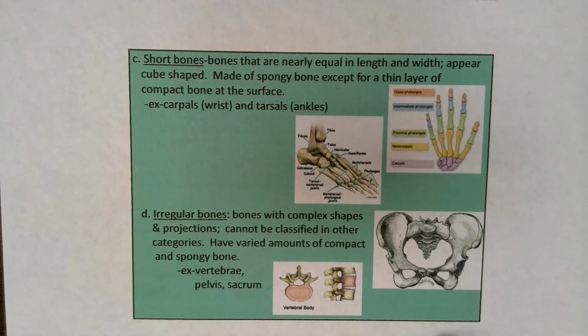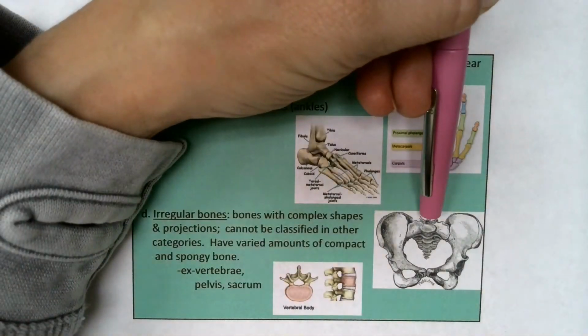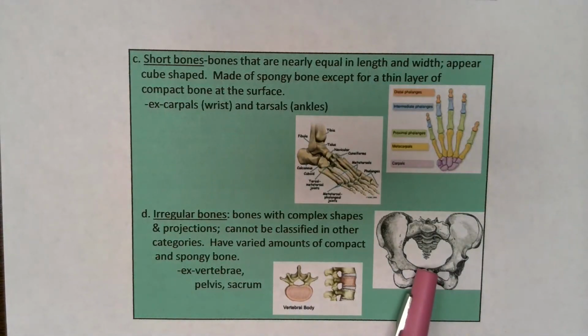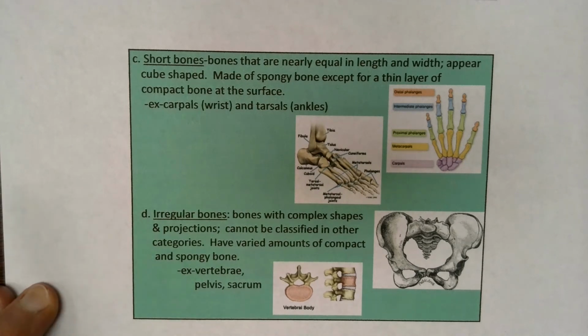So the bones that make up the pelvis, okay, your two coxal bones, and each of those bones is actually made of three separate bones, and then the sacrum, and then the coccyx, which is the tailbone, which is essentially just the last couple of bones when you're looking at the vertebral column. All of the vertebral column bones in each different region fall into this category as well.